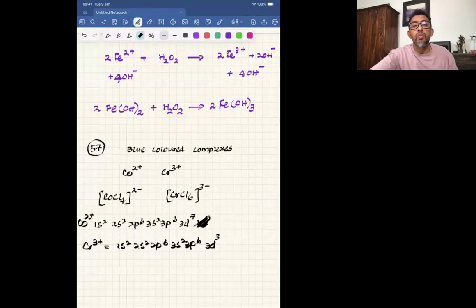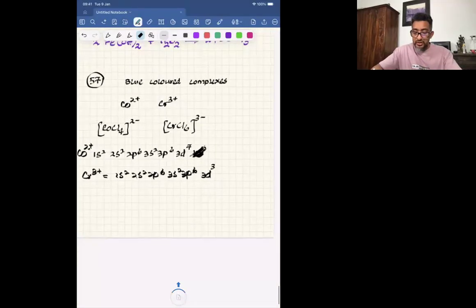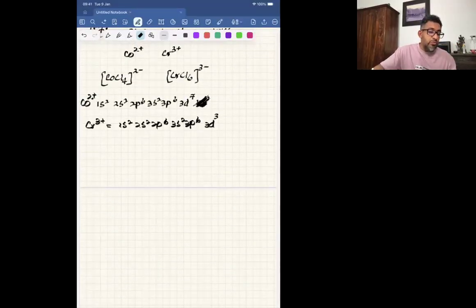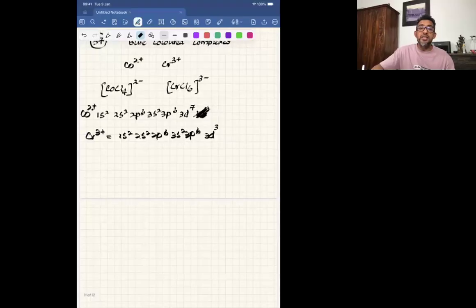Not only cobalt, cobalt and chromium both can be there. I haven't given anything else. So these are the two things that you can have, right? Which oxidation state is most likely to exist considering the electronic configuration of M? Here in this case, it is cobalt plus 2 and the other one is chromium plus 3. These are the two oxidation states you can have.